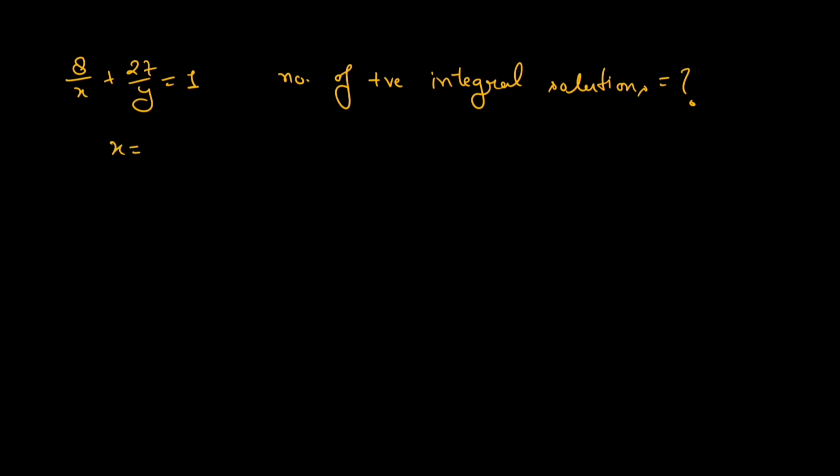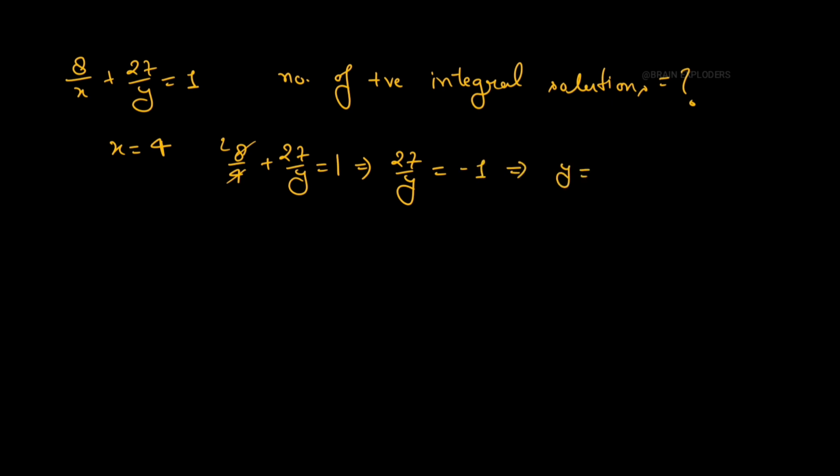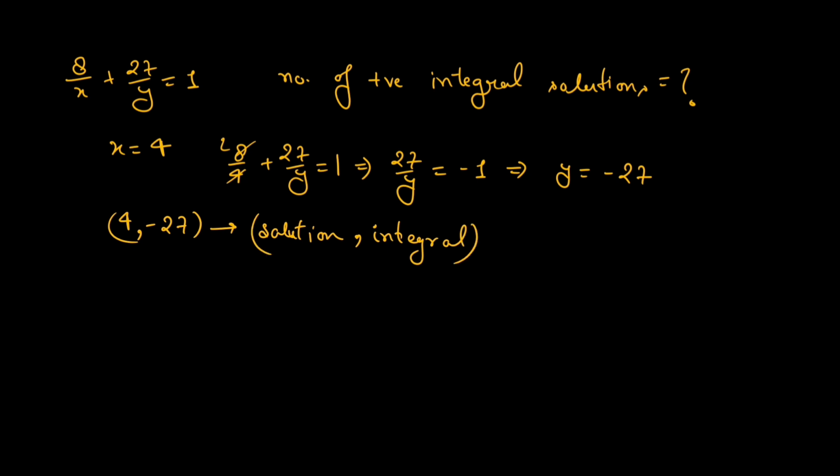If we put here x equals 4, what will we get? 8 over 4 plus 27 over y equals 1, or 27 over y equals 1 minus 2, since 8 over 4 cancels out to 2, and 1 minus 2 is minus 1. So y equals minus 27. So we can say that (4, minus 27) is a solution of this equation, and moreover it is an integral solution also. Why? Because both the values of x and y are integers, right? So it is an integral solution of this equation.